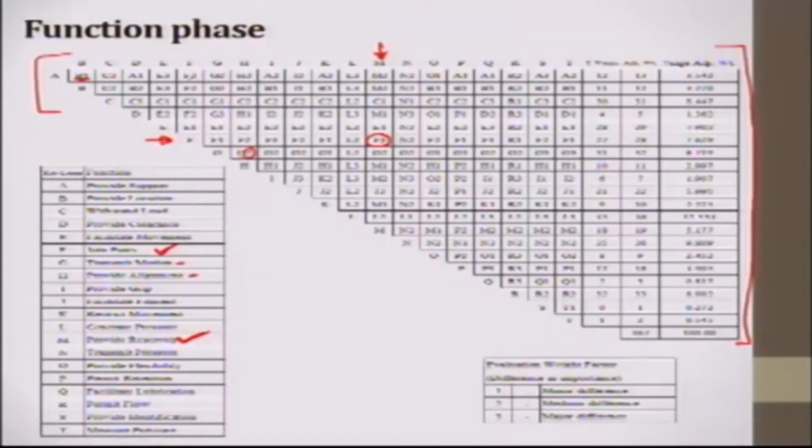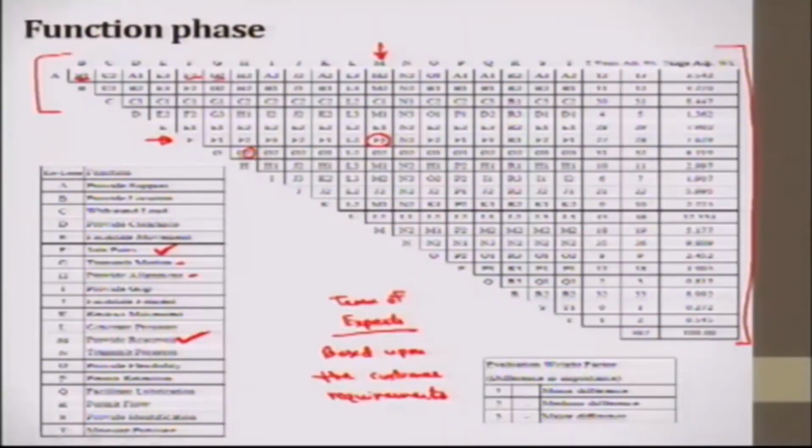So these ratings are done by the experts, or team of experts. Experts do it based upon the customer requirements. So a customer would like to have the parts joined, that is the function F, then he would think of providing a reservoir. So function F is much more important than function M here.